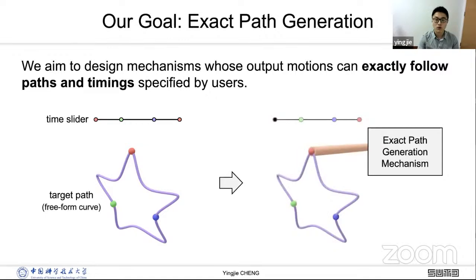For example, the end effector starts moving from the red point, and a black point moves evenly on the timing slider. When the black point reaches a key point, the end effector reaches the same color key point on the target path. Taking the user-specified path and timing as input, our goal is to design a mechanism whose output motion can exactly follow the path and the timing.